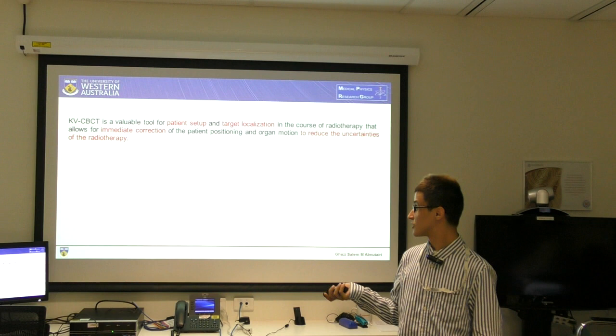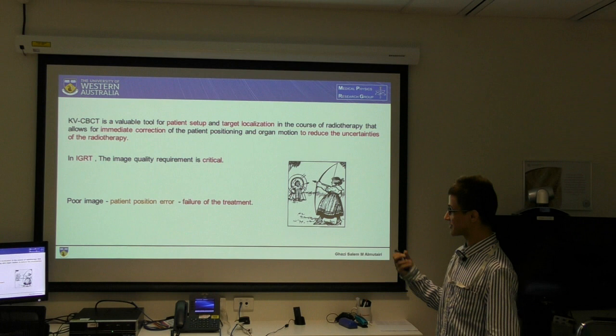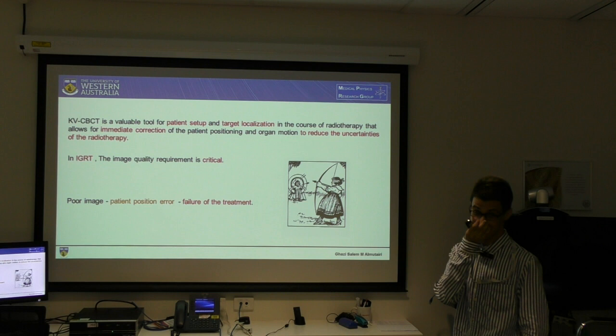So in IGRT, the requirement of image quality is crucial. Imagine if we have a poor image, that will lead to error in the position of the patient, and it may result in the failure of the treatment. The way I think of it is like this: someone you cannot see and you try to hit your target.